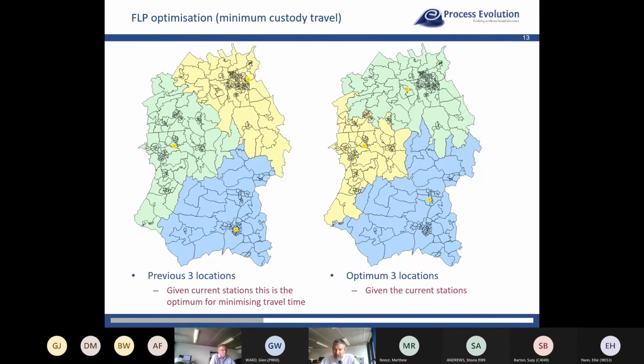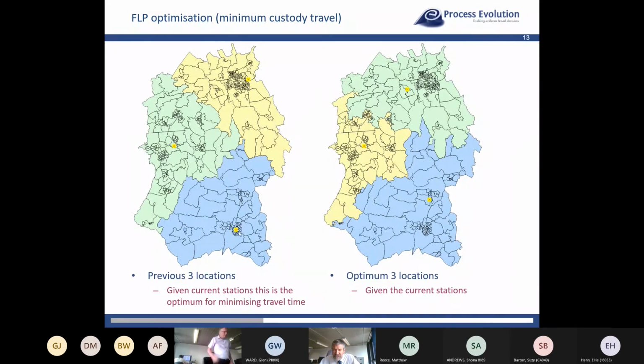So it is worthwhile bearing in mind when you're looking at the optimization to look at what a blank sheet of paper would look like. If I could build 3 custody suites anywhere, where would they be? Where would they then be if I was forced to use one in a certain location? So that gives you an idea. But nevertheless, this particular force were going for the 3 locations.